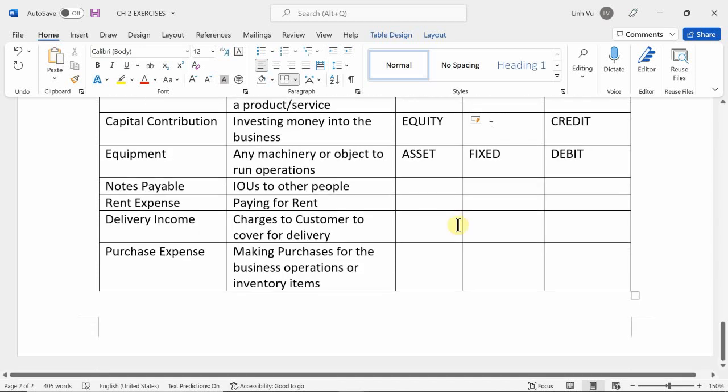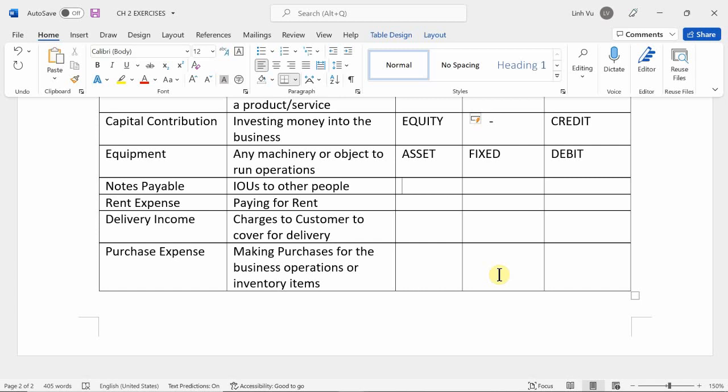What about a notes payable? Where it's IOUs to other people. Liability. It's a liability. Okay. Now, what kind of liability would this be? Current. It could be current. Okay. So I'll give you this one. It could be current or it could be long term.